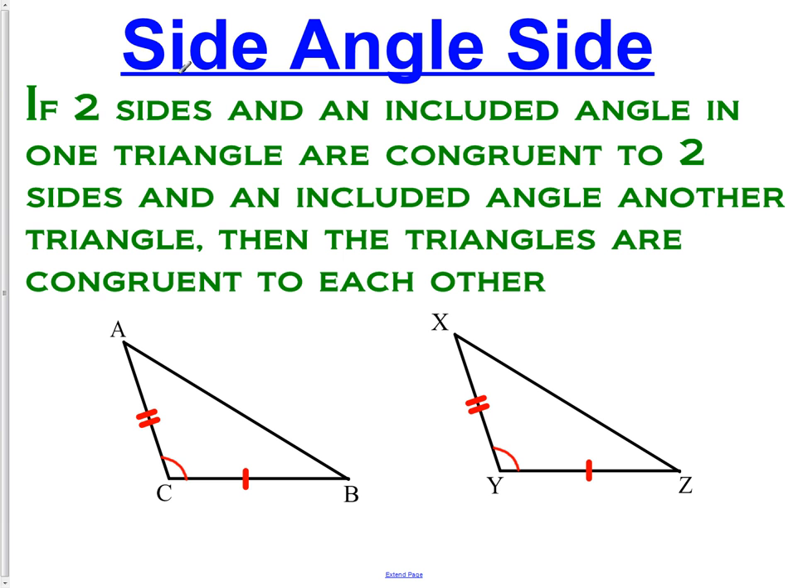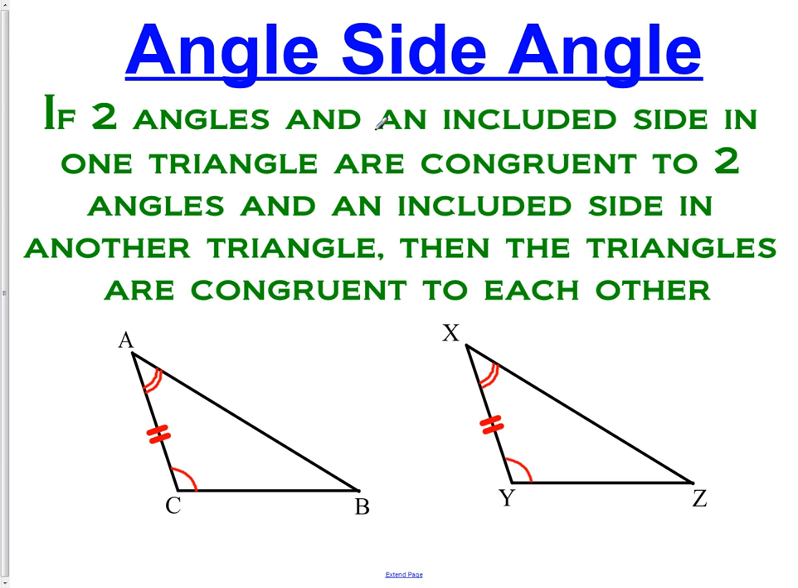Our next congruency, side, angle, side. If two sides and an included angle in one triangle are congruent to two sides and an included angle in another triangle, then the triangles are congruent to each other. The included angle means between the two sides. Side, included angle, side, congruent to side, included angle, side. Side, angle, side congruency.